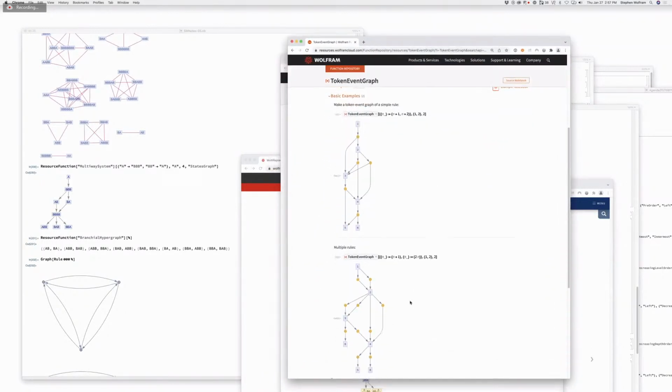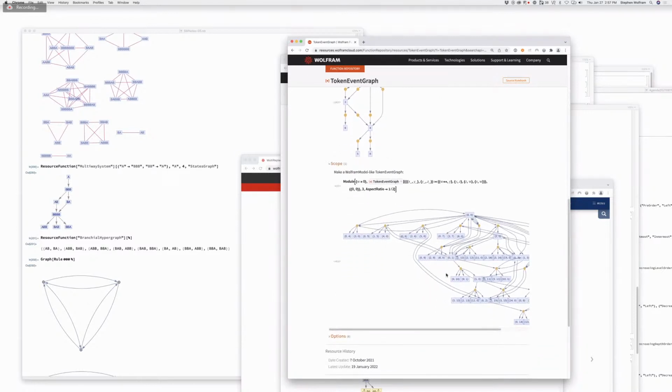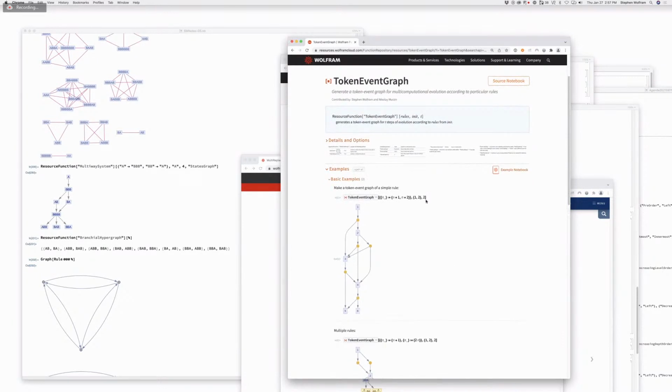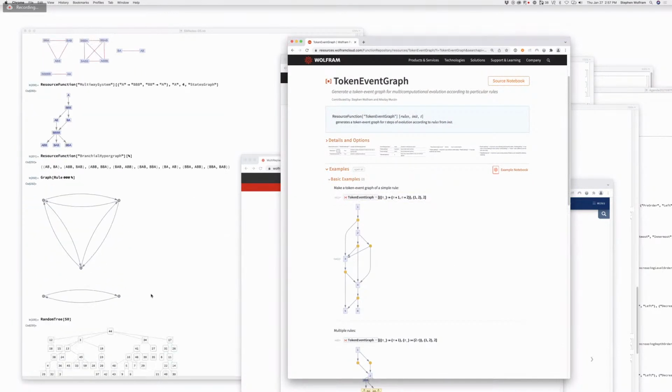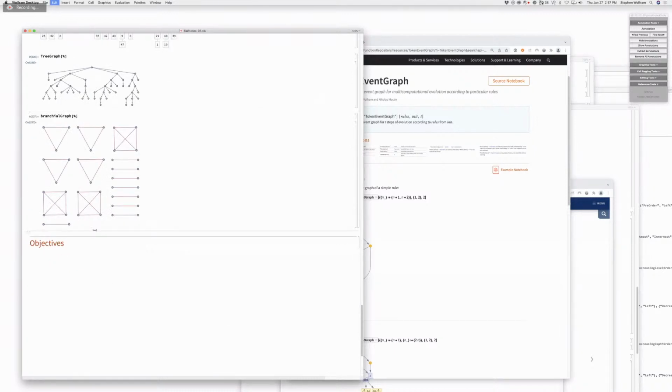Okay, these are token event graphs where a single token is turning into n+1, n+2. There's got to be an example here where it's not just a single token. I mean, we could clearly do one here. Okay, that's just single tokens.